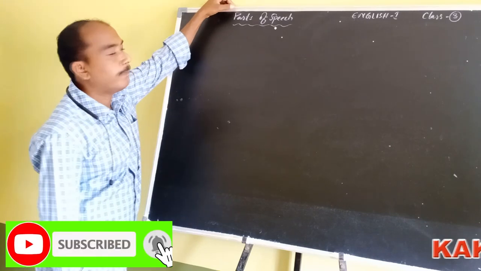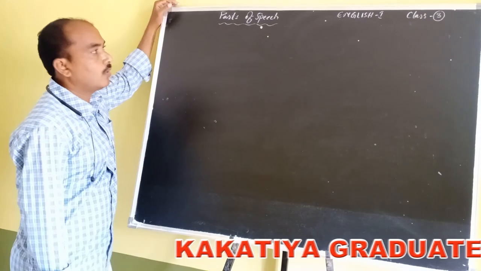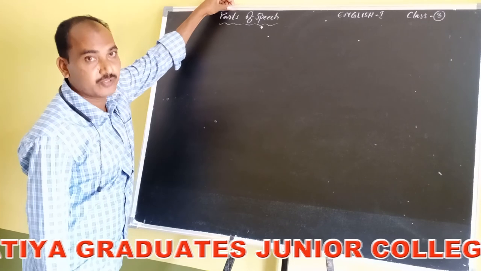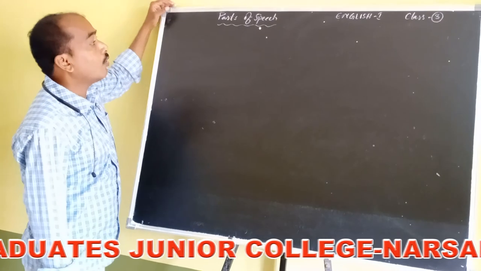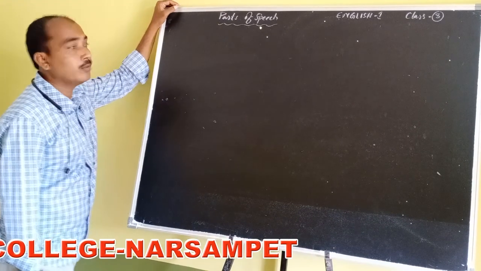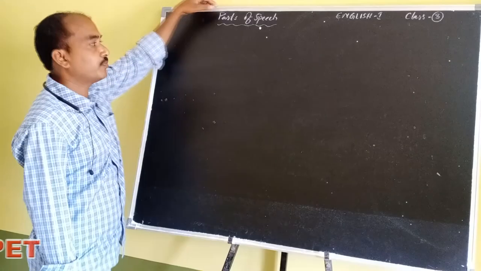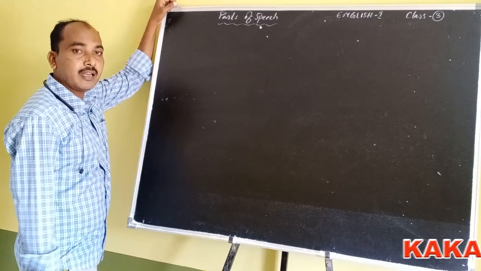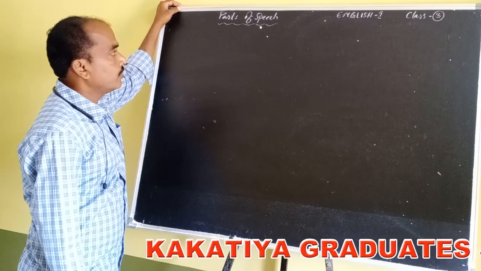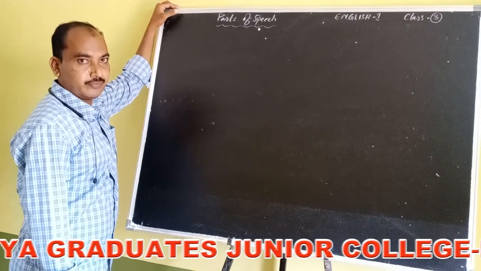Yesterday we learned parts of speech, that is beginning class. What I got yesterday: I defined parts of speech. Words, according to their functions in a sentence, are divided into different parts. They are eight, and they are called parts of speech. What are they? Noun, pronoun, verb, adjective, adverb, preposition, conjunction, interjection.